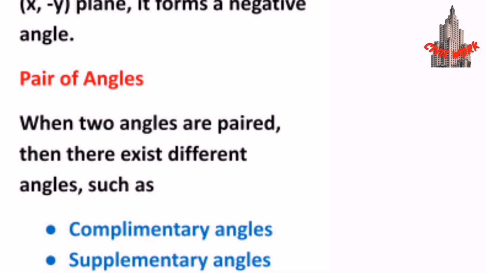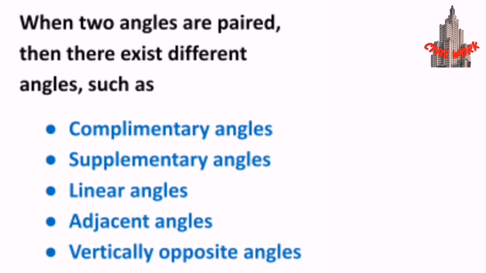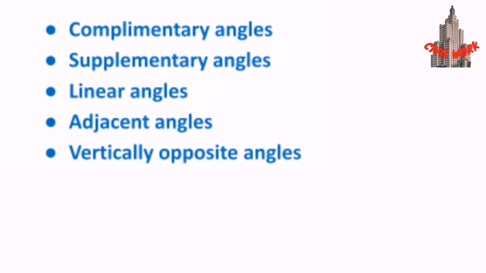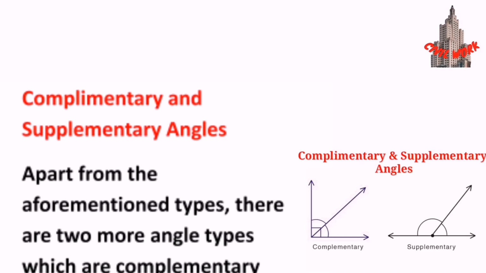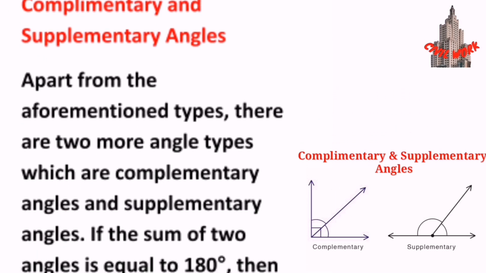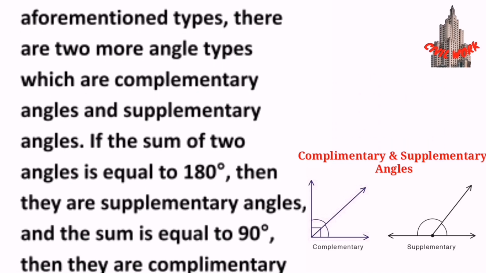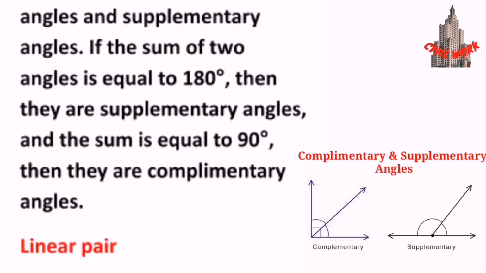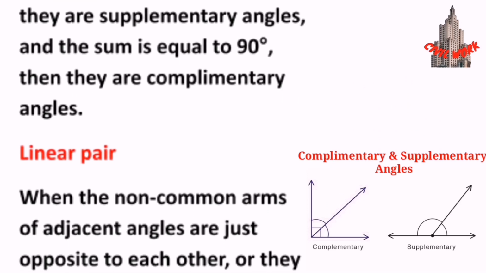Pair of angles. When two angles are paired, there exist different angles such as complementary angles, supplementary angles, linear angles, adjacent angles, and vertically opposite angles. Complementary and supplementary angles. If the sum of two angles is equal to 180 degrees, then they are supplementary angles, and if the sum is equal to 90 degrees, then they are complementary angles.